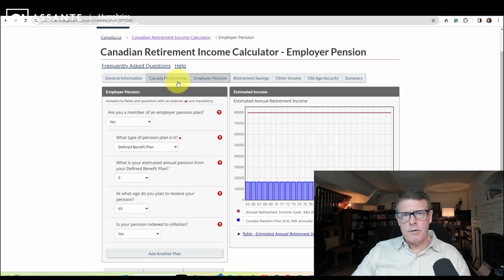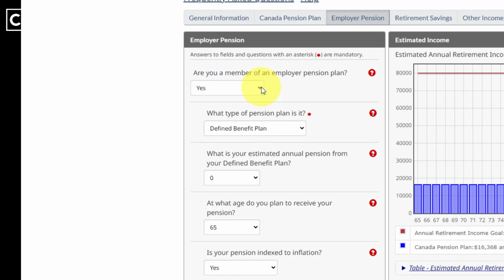Okay, now this page is asking questions on employer-sponsored pension plans. So if you're part of a pension plan at work, then this would apply. So are you a member of the plan? Yes, no. Okay, I've said yes in this example. What type of pension plan is it?